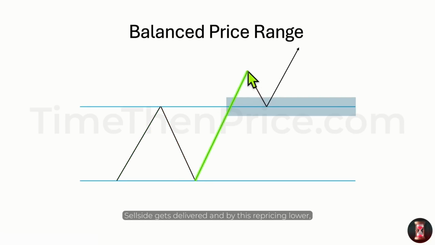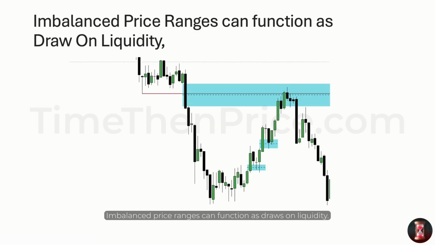sell side gets delivered, and by this repricing lower, that sell side is being delivered, and the moment the price trades away from that range, and it does the movement away from it, that is when the price range has become balanced. Meaning, this repricing lower is not the balancing of the price range yet. The price range becomes balanced the moment that price leaves the range. And that is why I'm putting so much emphasis on the word leaves the range. Imbalanced price ranges can function as draws on liquidity.